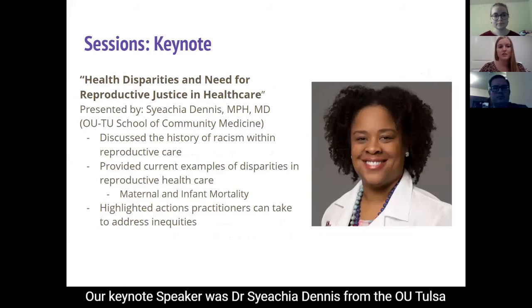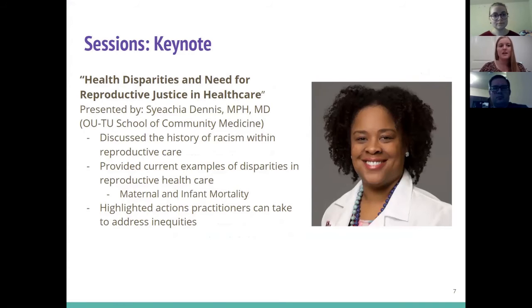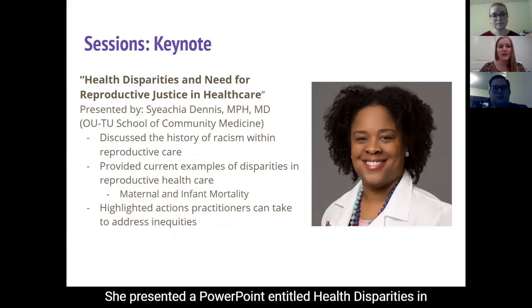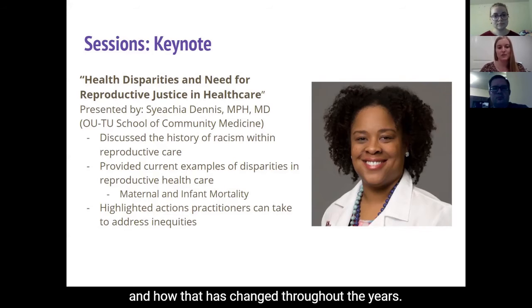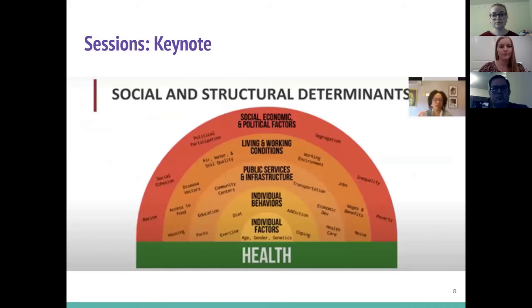Our keynote speaker was Dr. Saisha Dennis from the OU Tulsa School of Community Medicine. She presented a PowerPoint entitled Health Disparities and Need for Reproductive Justice in Healthcare, where she really discussed the history of racism, from slavery to the Jim Crow era to now, specifically focusing on maternal and infant mortality and how that has changed throughout the years. She also highlighted actions that healthcare professionals can take to address these inequities to hopefully close that gap in the future.